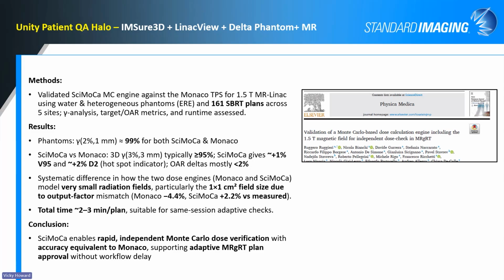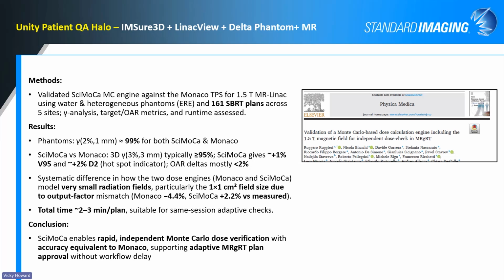They did deduce that what they felt was the systematic difference between these two was in how the two dose engines, Monaco and SIMOCA, model very small radiation fields. So particularly the 1x1 field size. If you have a very highly modulated plan, you may have a higher component of these 1x1 segments that may lead to some output mismatch. And what they found is that Monaco tended to underestimate the output factor by about 4.4%, and SIMOCA overestimated it by about 2.2% versus measured.